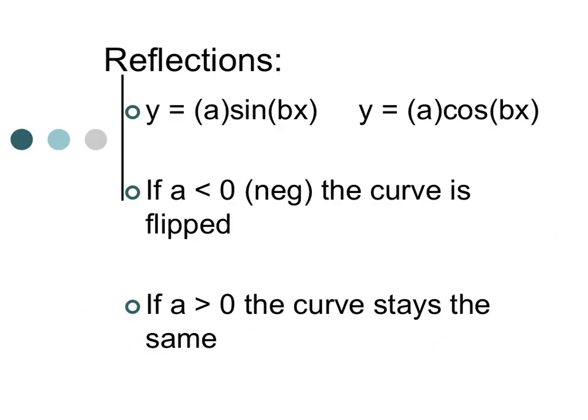Alright, our a value doesn't only tell us the amplitude, it sometimes also provides a reflection. We have two cases. If a is less than 0, so if we have a negative a value, then the curve is flipped across the x-axis. If the a value is greater than 0, however, then the curve stays the same and nothing changes. So anytime we have a negative a value, it's going to change the height of the function, and it's also going to flip it across the x-axis.